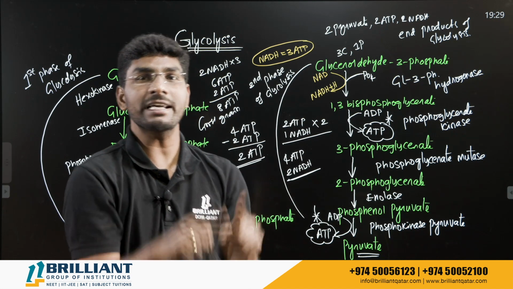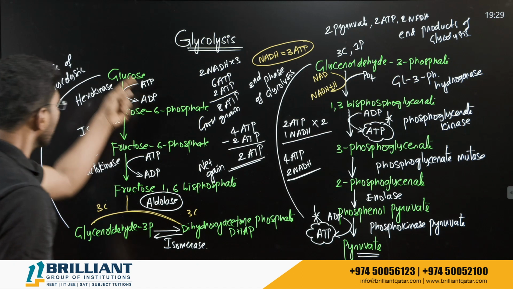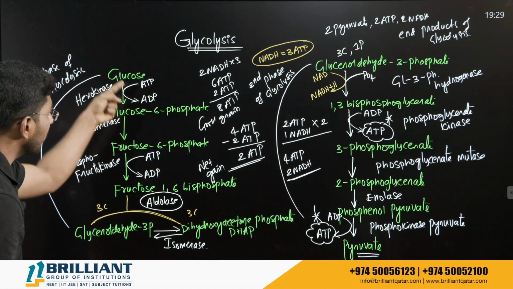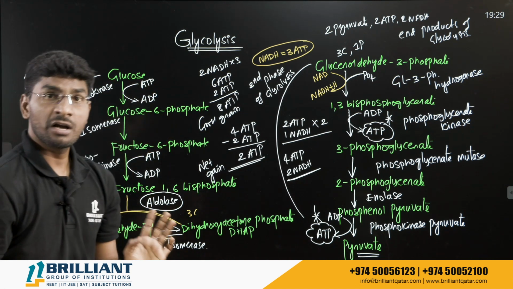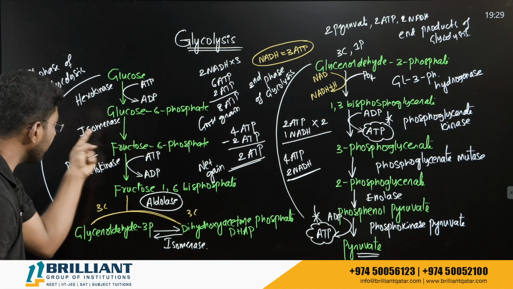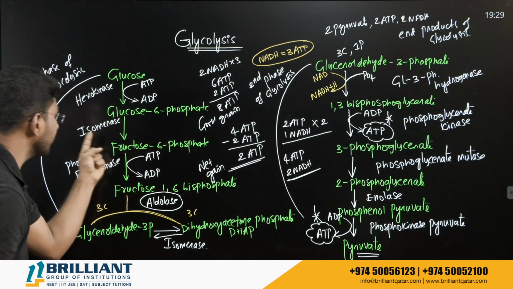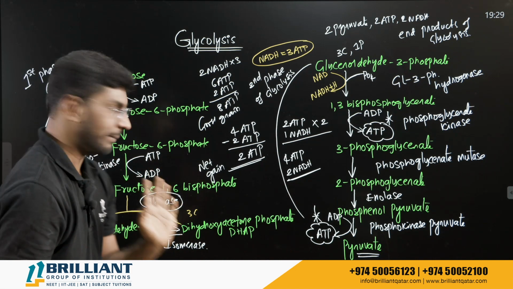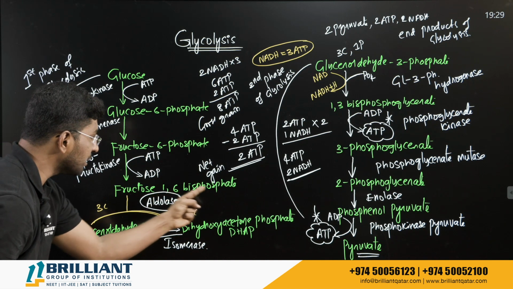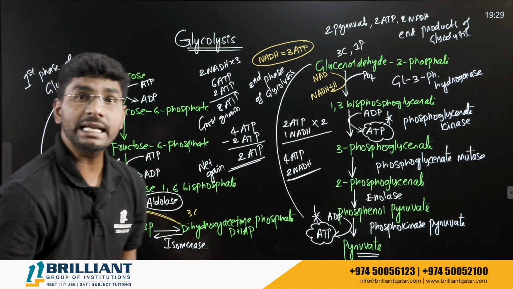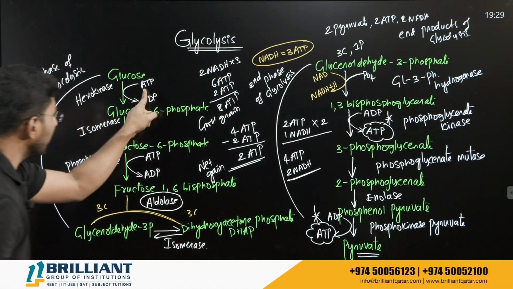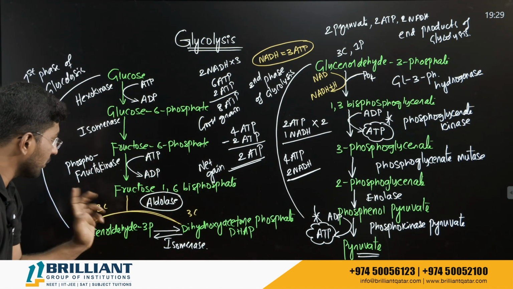Let me revise this total concept one more time. Glucose takes 1 phosphate from ATP to form glucose 6-phosphate. Where is the phosphate? Phosphate on the 6th carbon. Now glucose 6-phosphate converts to its isomer called what? Fructose 6-phosphate. The enzyme is isomerase. Fructose 6-phosphate converts into fructose 1,6-bisphosphate after taking 1 more phosphate from ATP. That means 2 ATP invested. Step number 1, ATP invested. Step number 2, ATP invested.